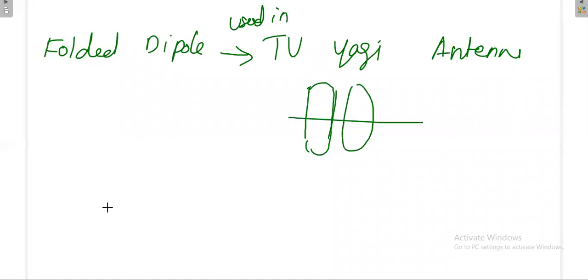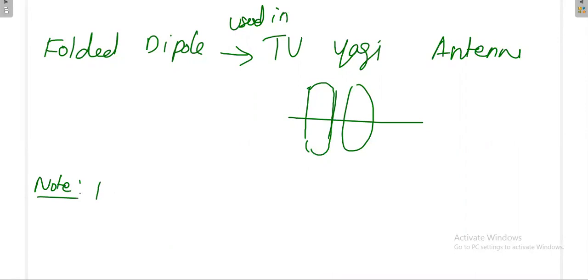A dipole is connected there, so this is the folded dipole. Then what is the radiation? Again, why we are using a folded dipole is a different concept. Just try to find out why we are using a folded dipole instead of a dipole in the Yagi antenna. But one important thing I will tell you: the folded dipole antenna will have a radiation resistance of 292 ohm.